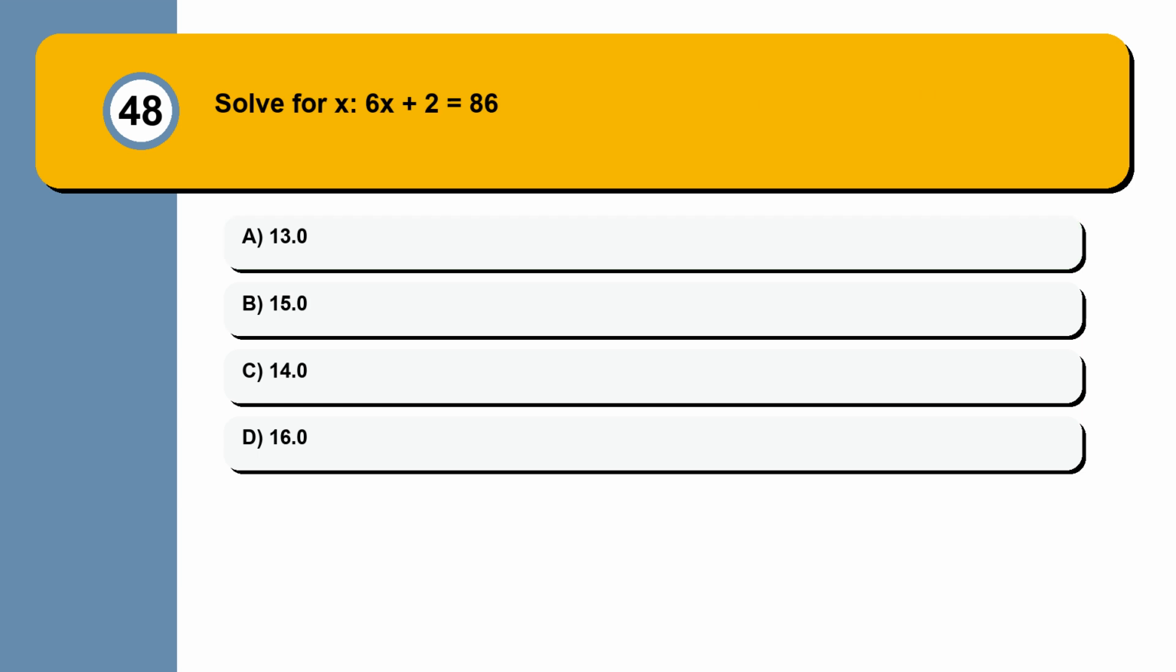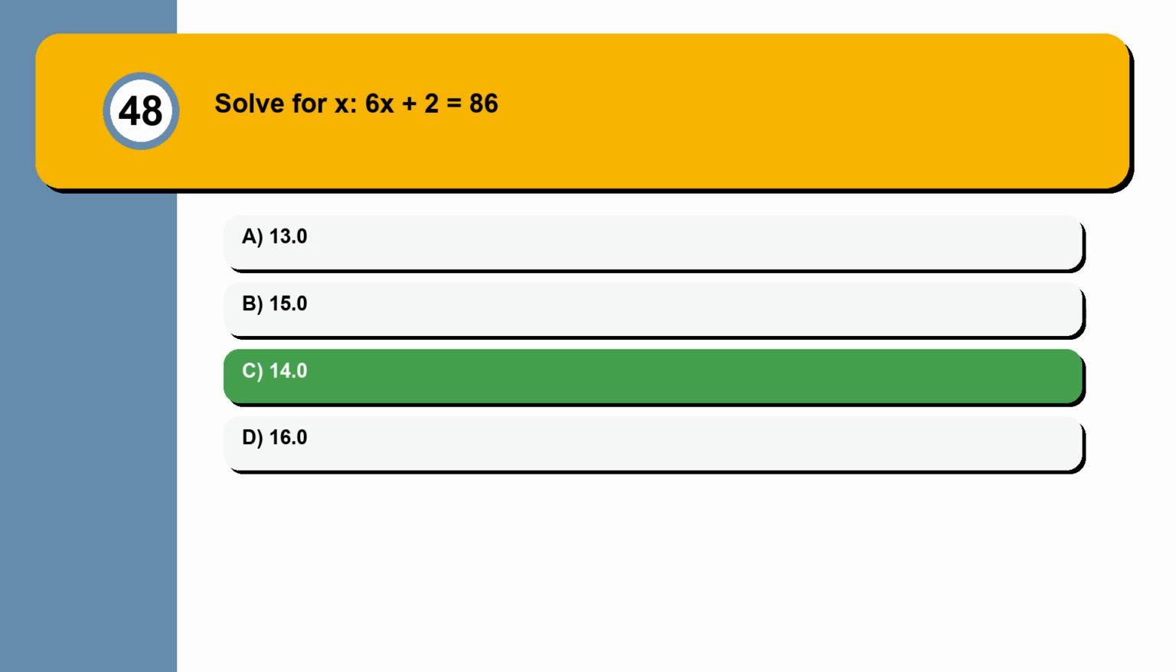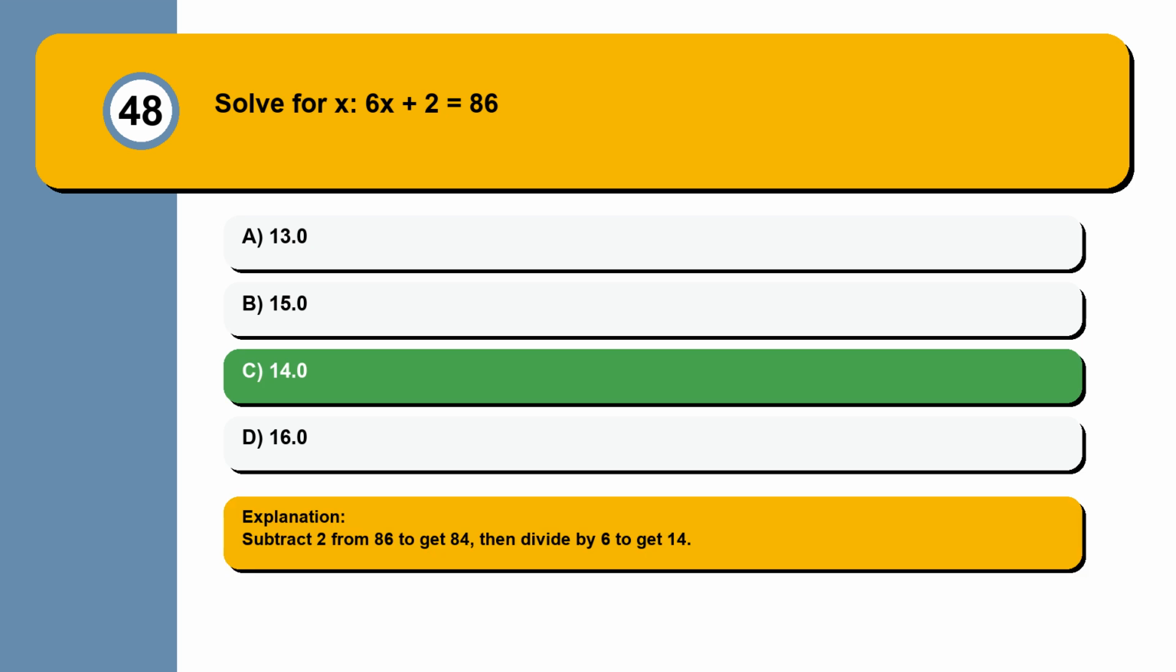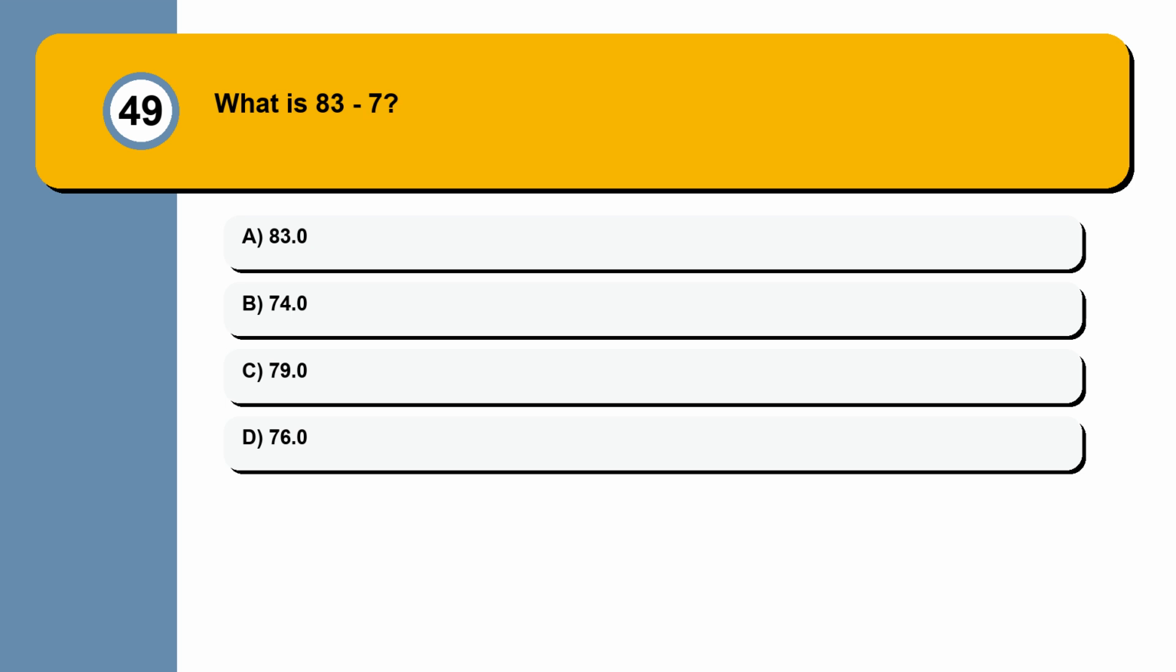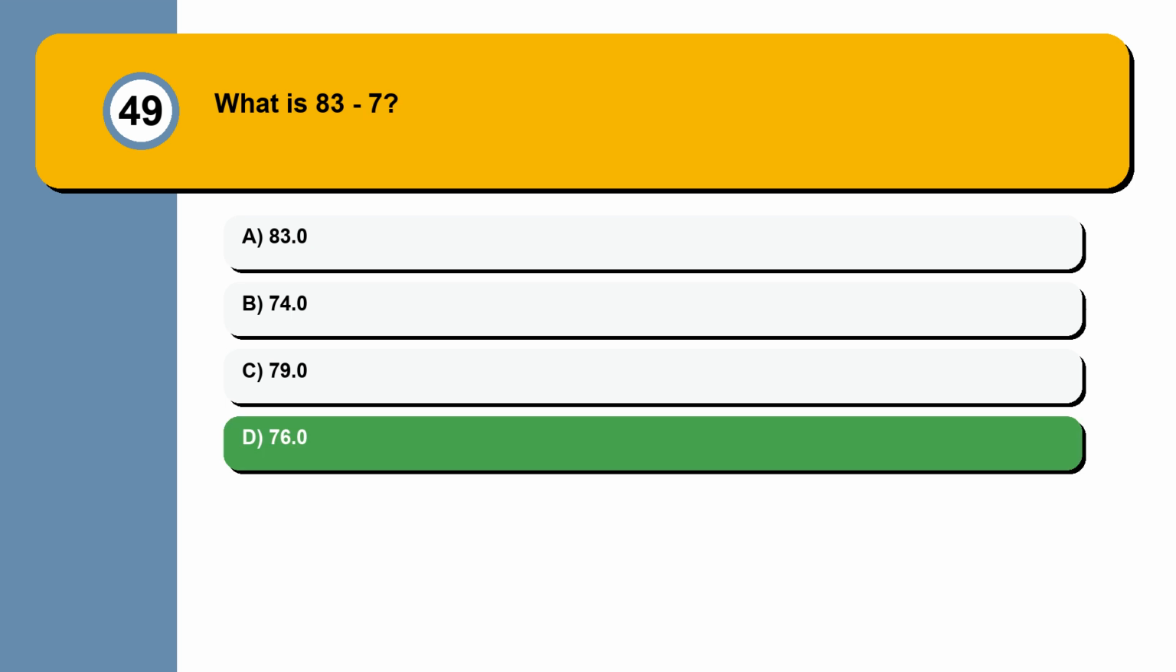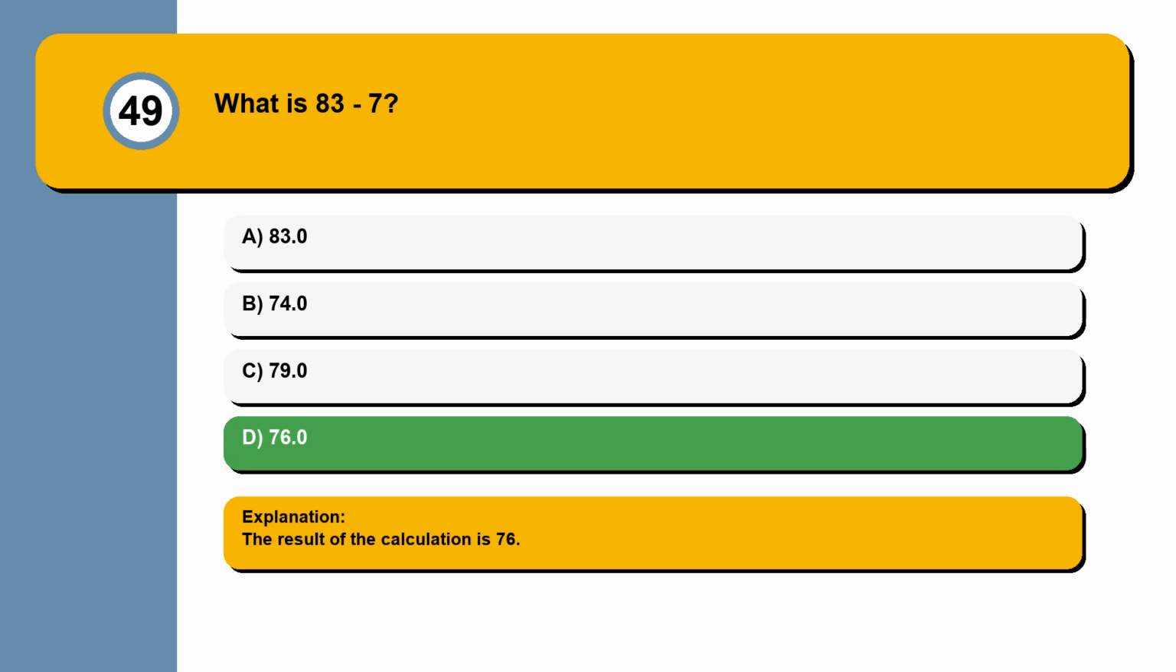Question 48. Solve for x. 6x plus 2 equals 86. 13.0, 15.0, 14.0, 16.0. Subtract 2 from 86 to get 84, then divide by 6 to get 14. Question 49. What is 83 to 7? 83.0, 74.0, 79.0, 76.0. The result of the calculation is 76.